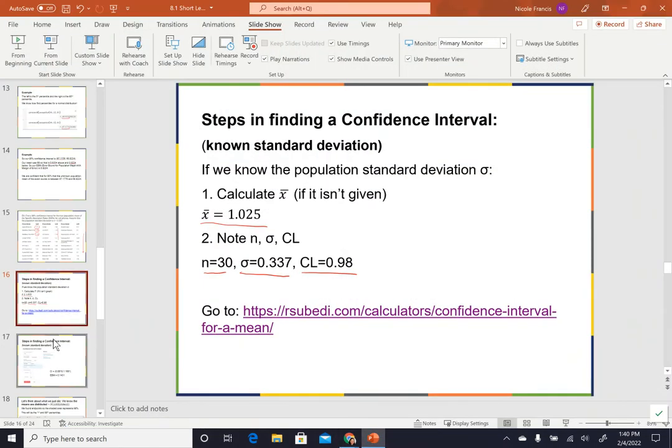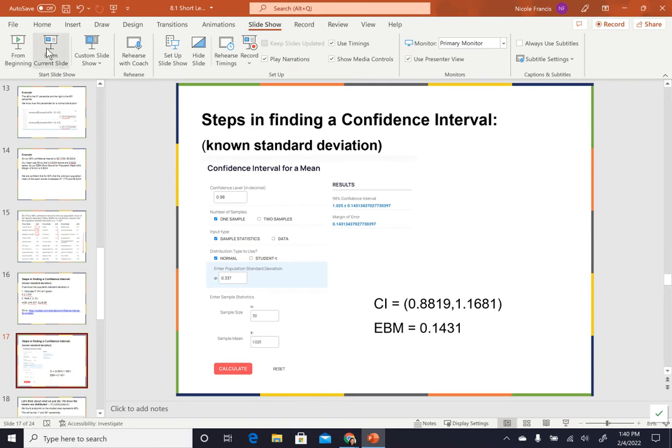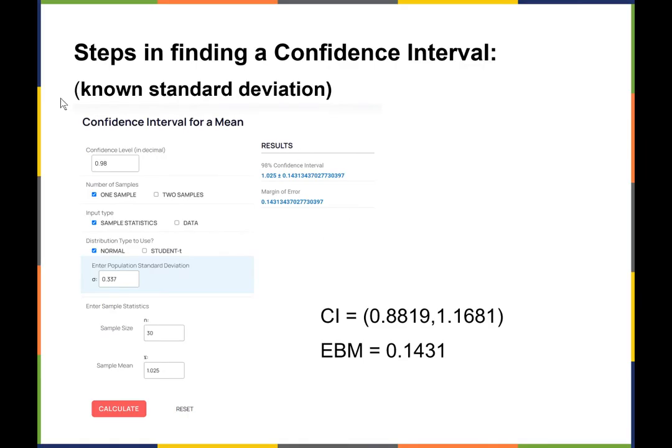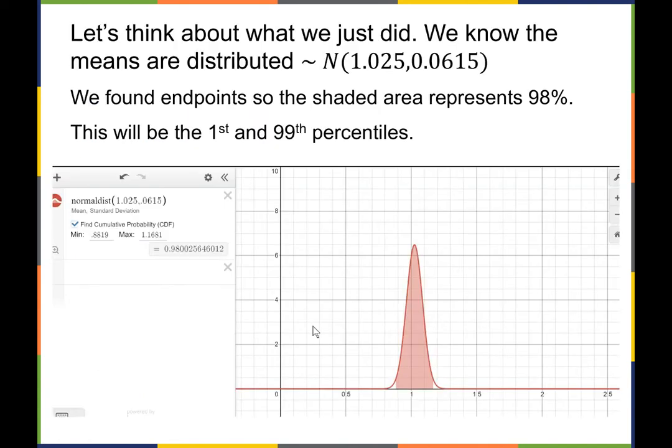All right, so I actually copied and pasted those results into my show here. So let's keep going. This is the results you got from using the confidence interval for a mean online calculator. So to find my confidence interval, I computed 1.025 plus 0.1431, and I got 1.1681. And I took 1.025 minus 0.1431, and I got 0.8819 for my confidence interval. Right? And you're welcome to use this confidence interval calculator online. It really saves a lot of computation.